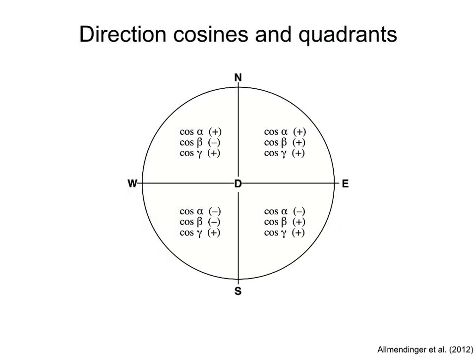The sign of the direction cosines is very important. A line plunging downwards will have cosine gamma positive. If this line plunges to the northeast, both cosine alpha and cosine beta are positive. If the line plunges to the southeast, cosine alpha is negative and cosine beta is positive. If the line plunges to the southwest, both cosine alpha and cosine beta are negative. And if the line plunges to the northwest, cosine alpha is positive but cosine beta is negative. So, the signs of the direction cosines tell us in which direction the line is plunging.